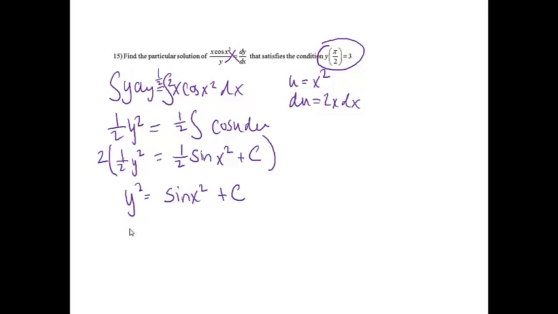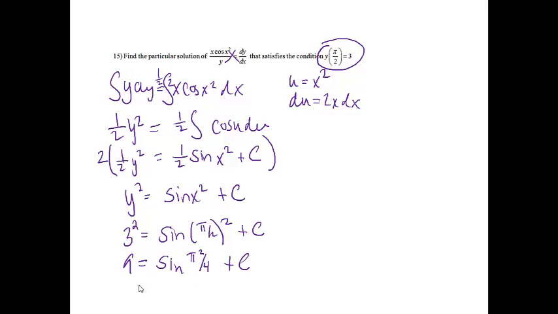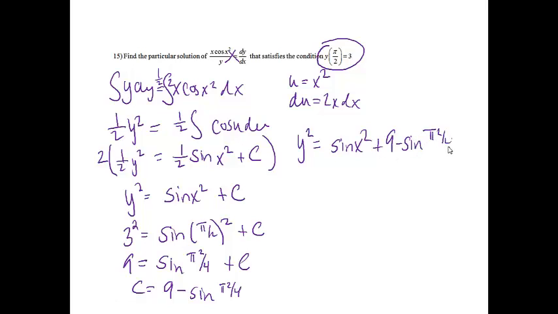So I'm going to have 3 squared equals sine of pi over 2 squared plus c. So I'm going to have 9 equals, the sine of pi over 2 squared would just be the sine of pi squared over 4, plus c. So c is going to equal 9 minus the sine of pi squared over 4, since we don't know what the sine of pi squared over 4 is, I'm guessing. So then I've got y squared equals sine of x squared plus 9 minus sine of pi squared over 4.